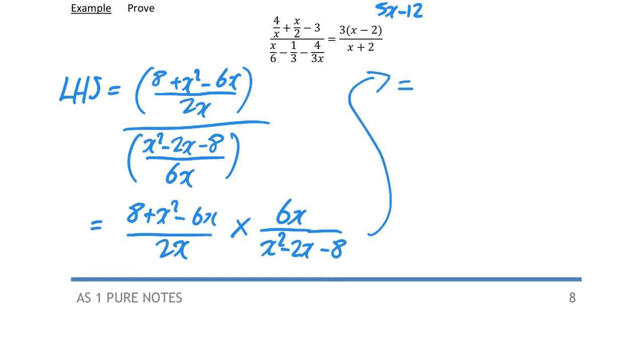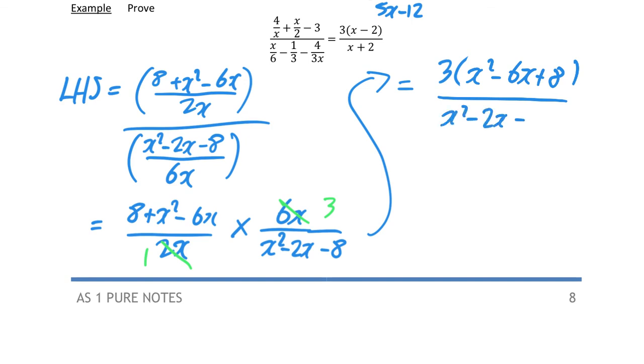And what can we do here? We can do a wee bit of cancelling as well. 2x goes into itself once, 2x goes into that 3 times. So you're left with 3 upon 8 plus x squared minus 6x. Much smarter if I had written that the other way around. So we'll write that as x squared minus 6x plus 8. And the bottom line is just x squared minus 2x minus 8.